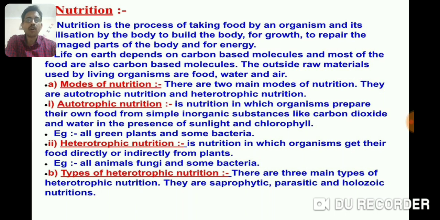First of all, we will talk about different modes of nutrition. There are two main modes of nutrition. They are autotrophic and heterotrophic nutrition. First, what is autotrophic nutrition?